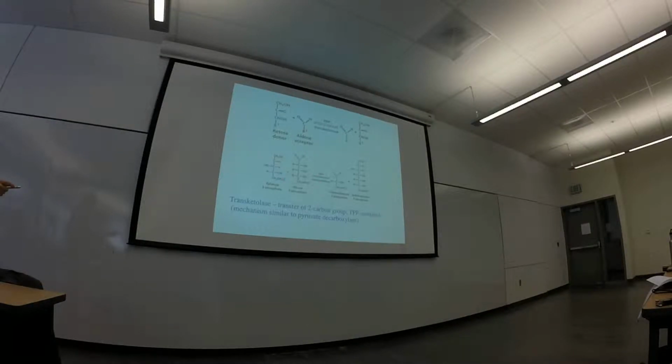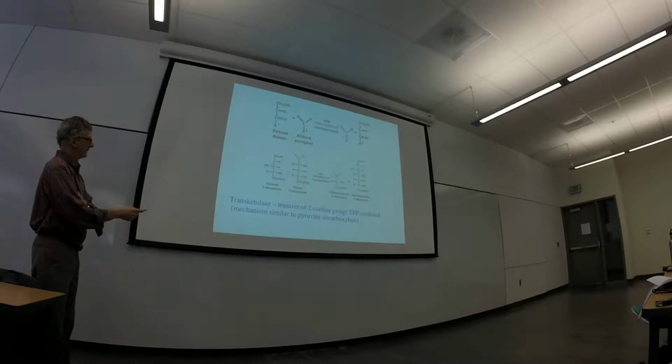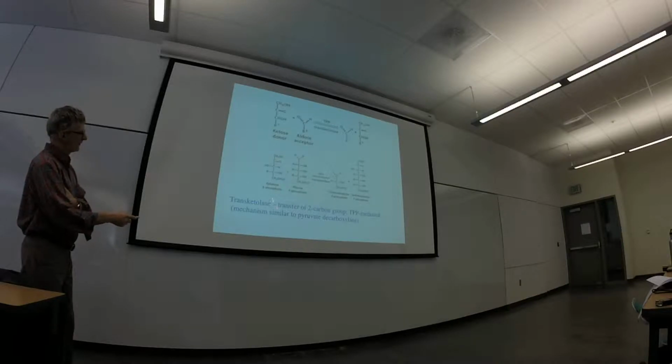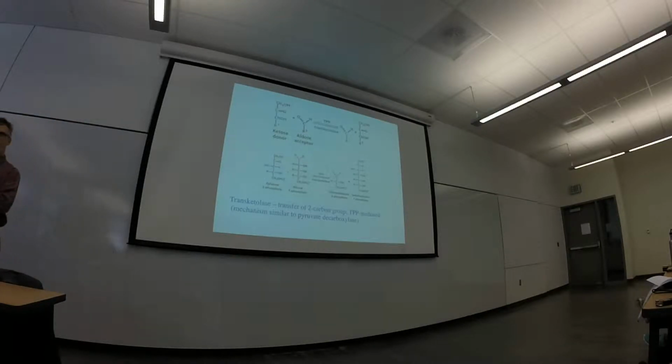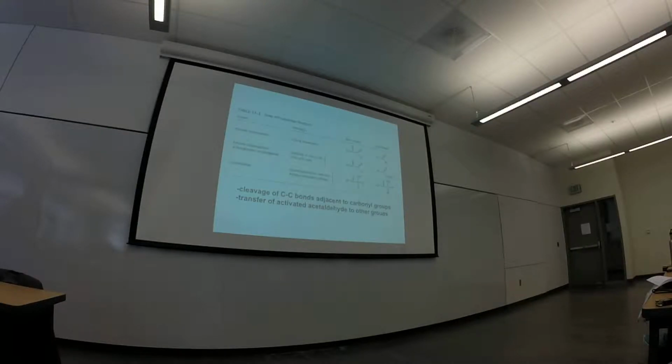Transketolase, this is an example of a transketolase reaction in that pathway. One thing to remember about it is that it's a transfer of 2 carbons, and the other thing to remember about it is that it works through thiamine pyrophosphate. And now we should look at how thiamine pyrophosphate works.